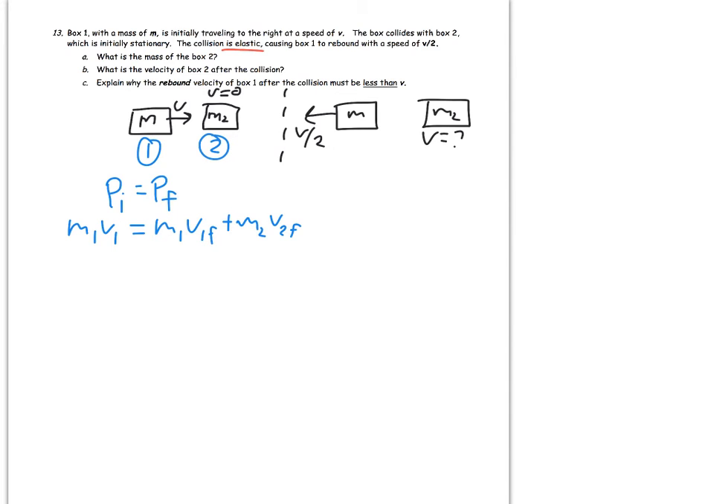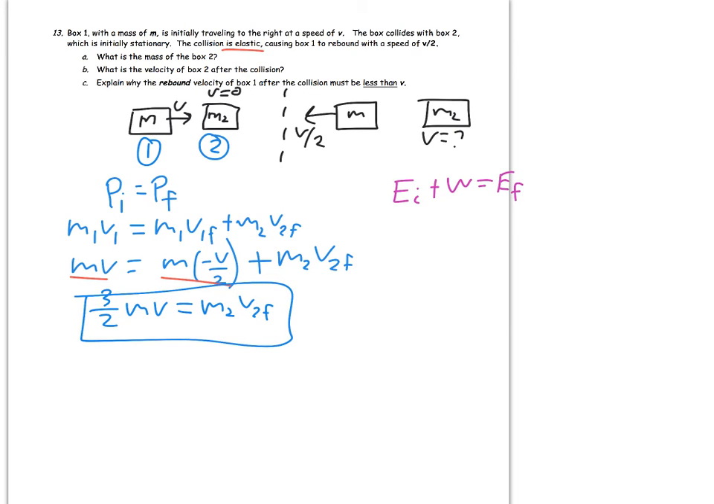I can go ahead and plug in the things I know. Initially it's just going to be mv, because v is the initial velocity of box 1. Afterwards, box 1 rebounds at a speed of v over 2, so I'm going to make that a negative v over 2, plus object 2's mass times the final velocity of object 2 after the collision. I can combine these two terms here because it's mv and really negative mv over 2. So I'll add mv over 2 to the other side and end up getting 3 halves mv equals m2 v2f.